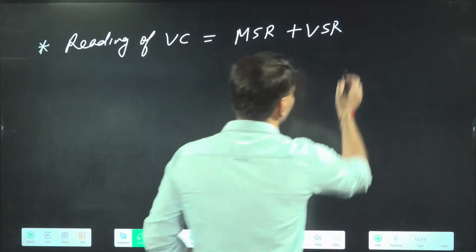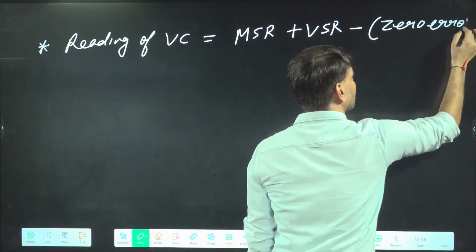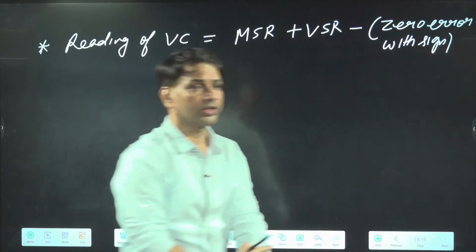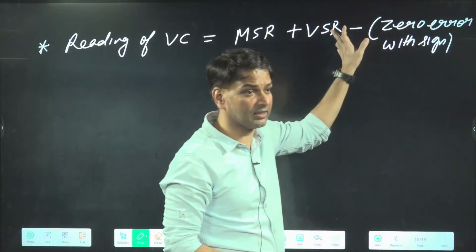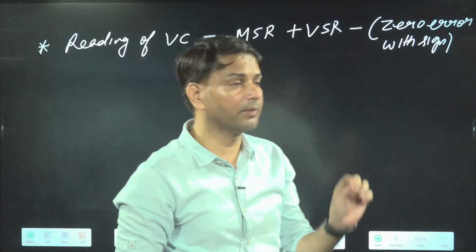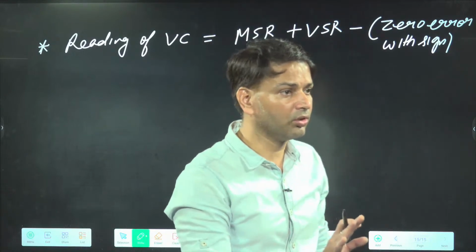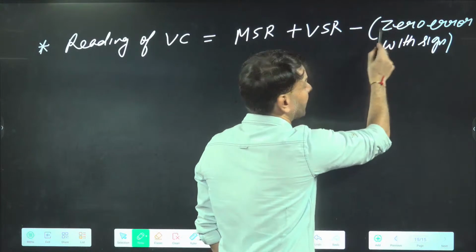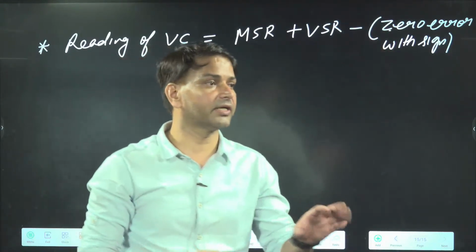So what I'm saying here: minus zero error with sign. Sign means for a positive error you will put positive here, but outside there is a minus sign. So it means a positive error you are subtracting. Yes or no? When it is a negative error, you will put the zero error with the sign minus, and the outside minus, minus minus will become plus. It means for a negative error we are adding.